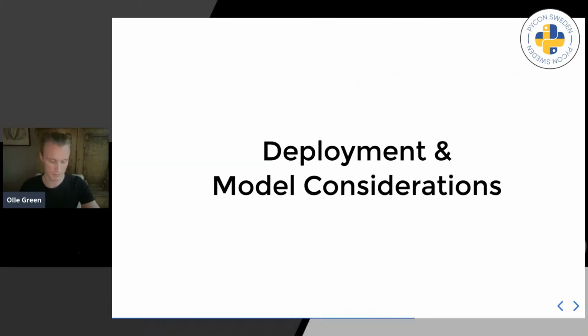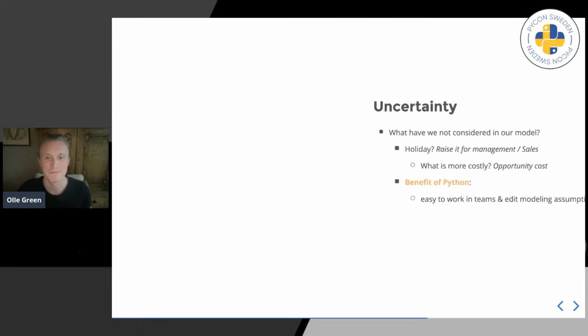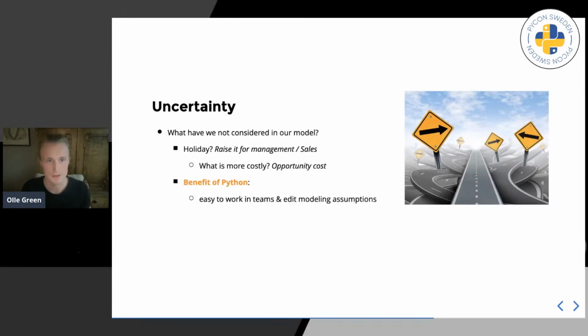Now, we have, I think, 5 minutes left, roughly, if I'm not incorrect, before questions. So let's talk about some deployment and model considerations. First of all, uncertainty. What are the things that we know we have not considered in this model? For example, with the moving average model, we are not anticipating an increase in sales. We're just taking the previous weekday's demand and applying that to the next week. Once again, if we know that there's going to be increased demand during the holidays, we should probably incorporate that in our model.